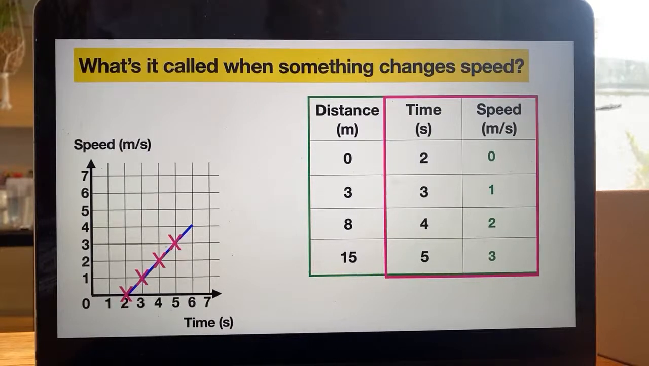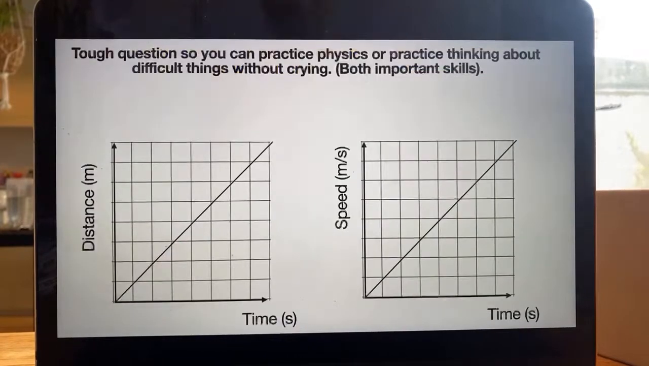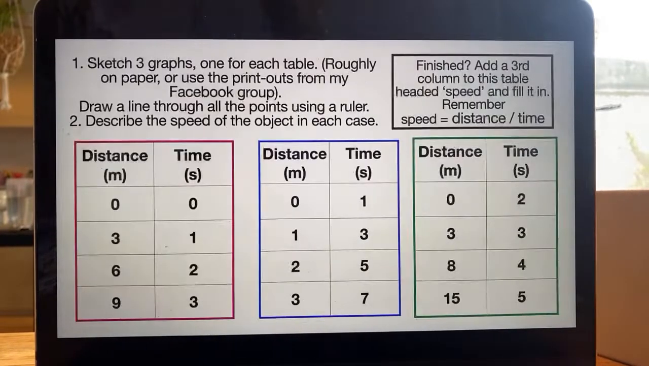I'm not going to give you loads of thinking time. This is not a very good teacher question, is it? You just know this or you don't know it. If something changes speed, what that is called is acceleration. Yeah, like if a car accelerates, then it goes from 0 speed to faster and faster and faster. If something's going faster and faster and faster, it's changing speed. That is called acceleration. And this graph is showing constant acceleration.